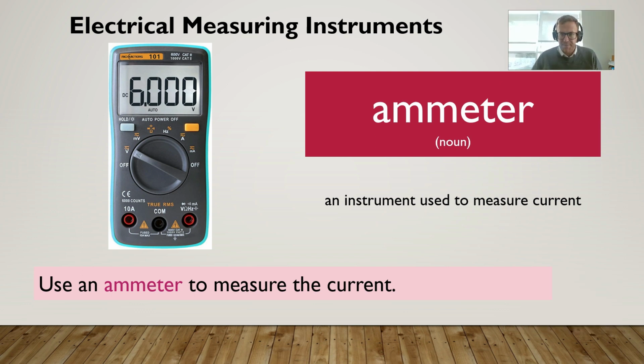Ammeter. An instrument used to measure current. For example, use an ammeter to measure the current. For spelling, you need to remember that we have a double M here, and pronunciation is quite easy.